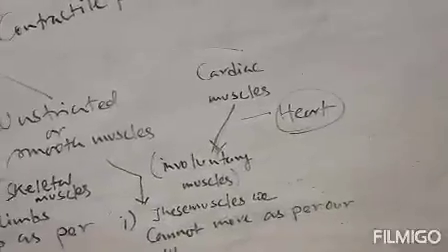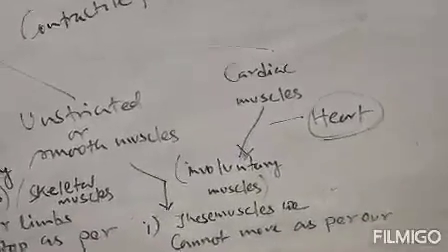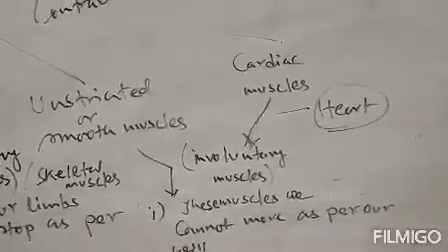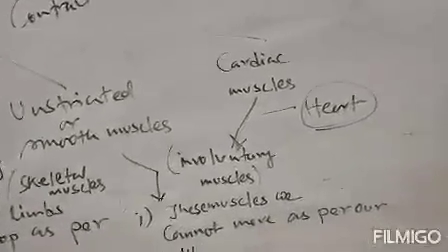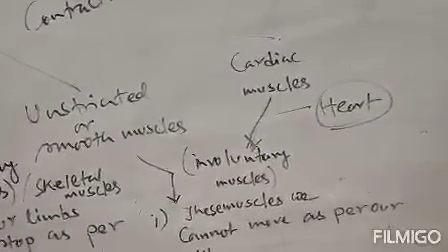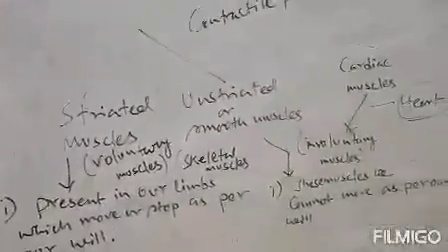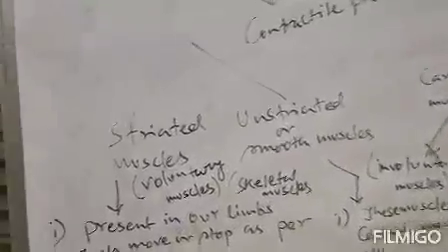So cardiac muscles are involuntary muscles, but they are present only in the heart. They perform rhythmic contraction and relaxation throughout our life. Clear? So they are cardiac muscles. So muscular tissue is complete: striated muscles, unstriated or smooth muscles, and cardiac muscles.